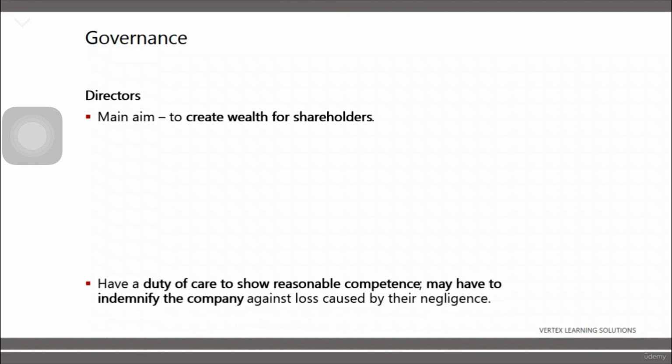So what are the directors' responsibilities? Directors are stewards. Directors are caretakers. They have been trusted by the shareholders. Shareholders have given them the authority and responsibility to run the business. So the main aim of directors is to create wealth for the shareholders and to protect the assets. This is their main aim, because this is what they have been trusted with: to protect the assets of the business and to create wealth for shareholders.